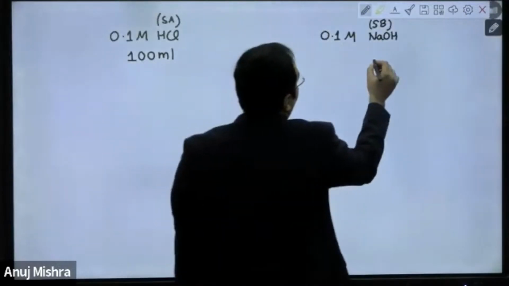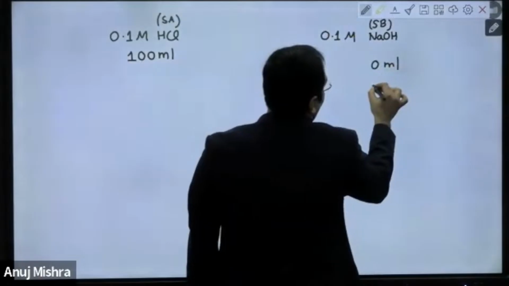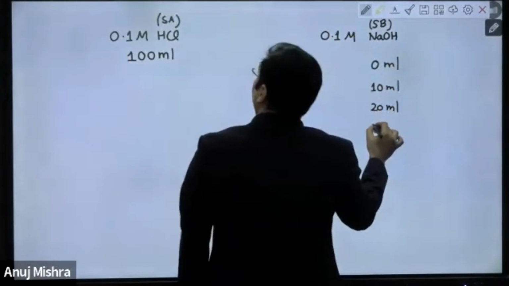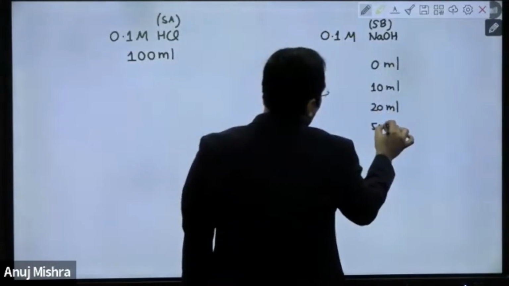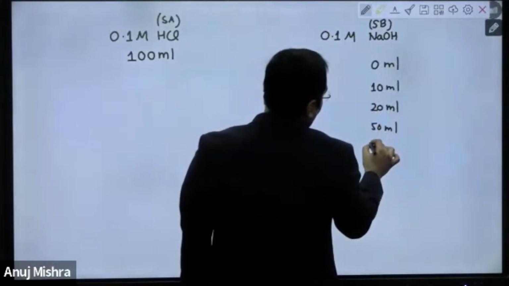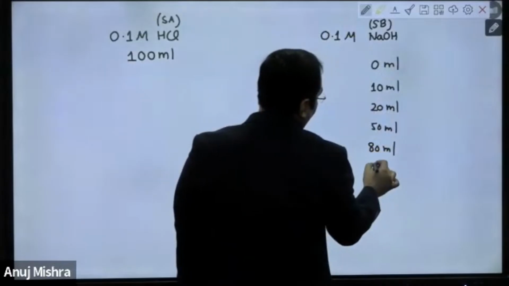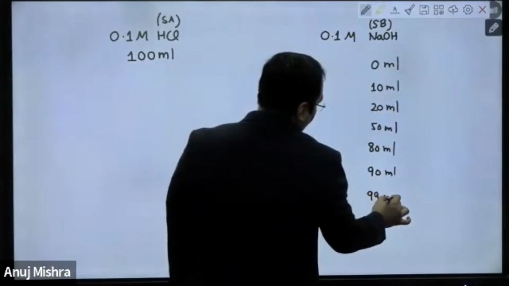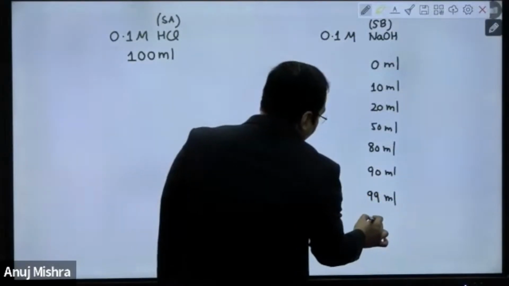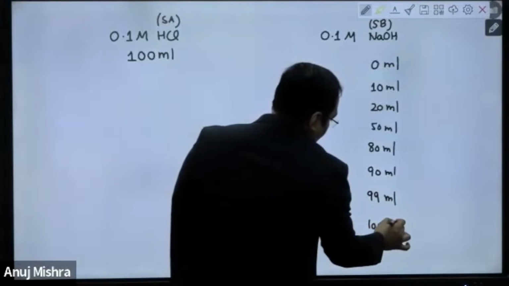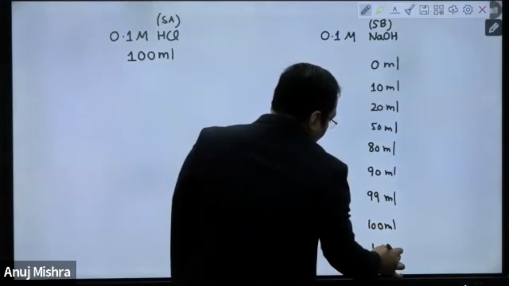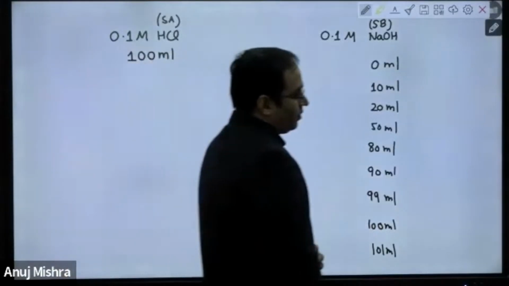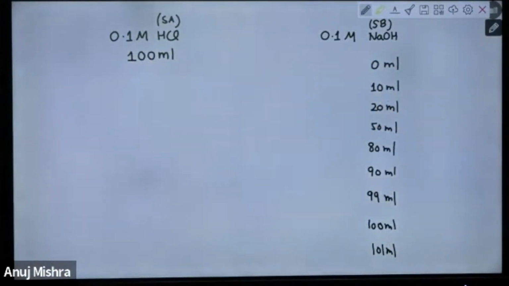You are using 0 ml of NaOH, 10 ml, 20 ml, 50 ml, 80 ml, 90 ml, 99 ml, 100 ml, 101 ml. What will be the change, or what is the pH value of the solution? How will you solve? Let's see all the cases one by one.